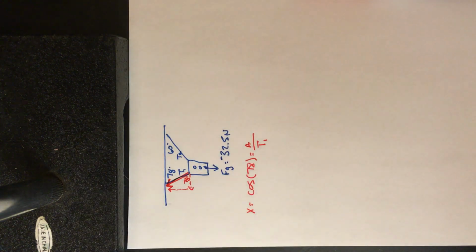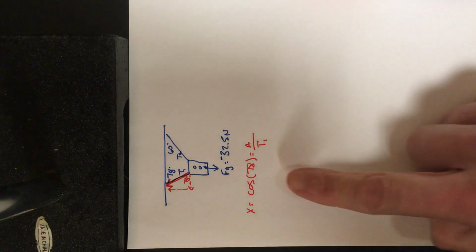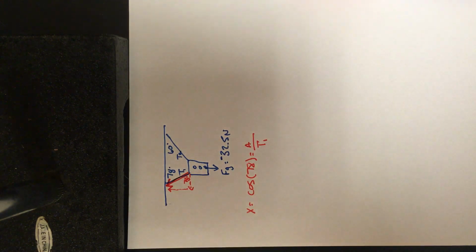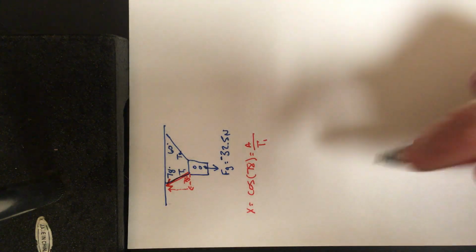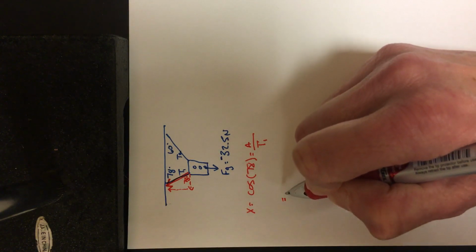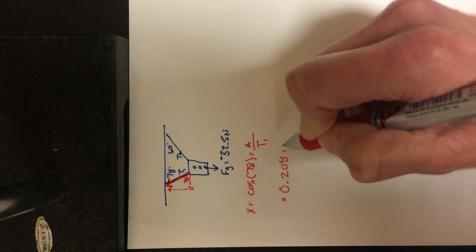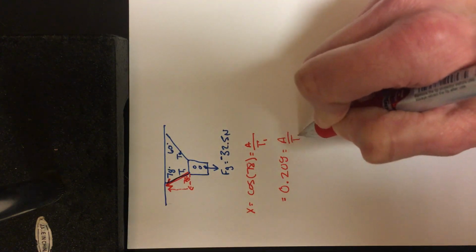Okay, so to make the math a little bit easier to keep track of, I'm just going to go ahead and turn this cosine of 78 into a decimal number. So just enter into your calculator cosine of 78. And it's a small number, so I'm going to take the decimals with me. Okay, so that is 0.208 is equal to the adjacent over T1.